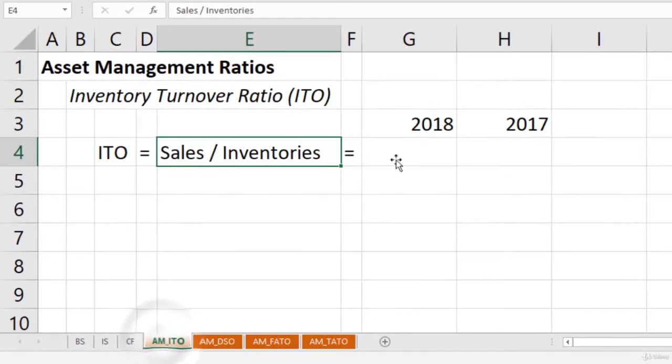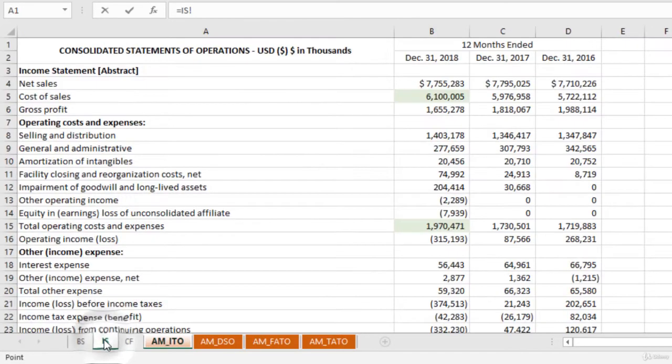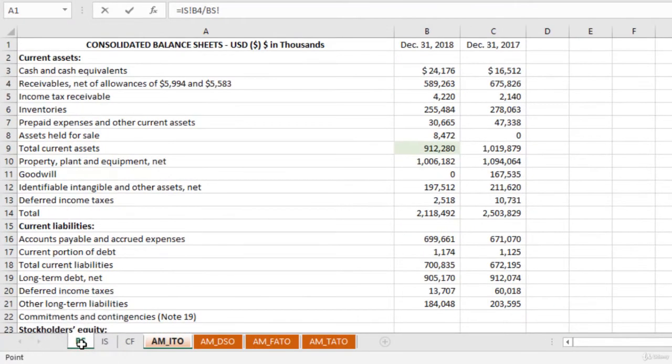So to calculate, let us use the Excel formula and also link the appropriate cells in the income statement and in the balance sheet. For the year 2018, let us start with the equal sign. Then let us find the cell in the income statement worksheet, which is cell B4, divided by the inventories that can be found in the balance sheet.